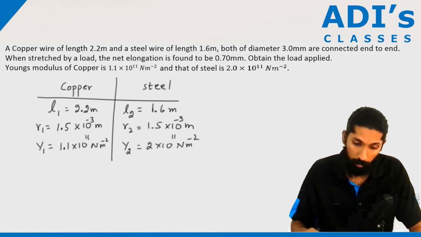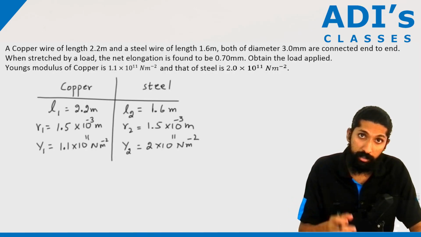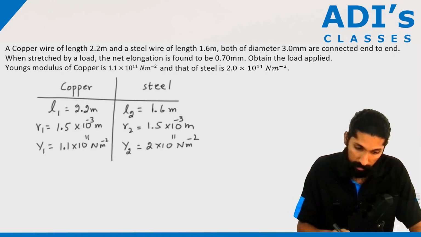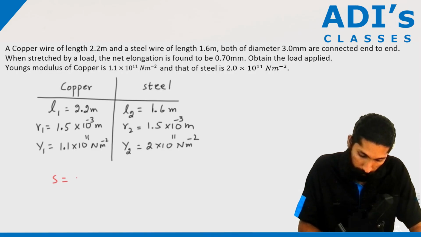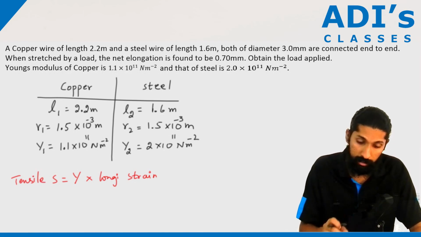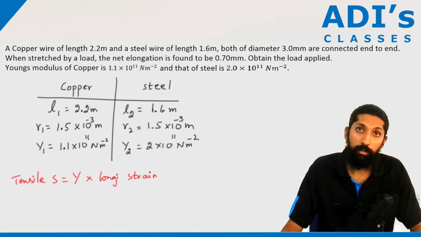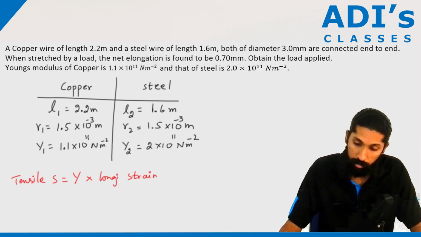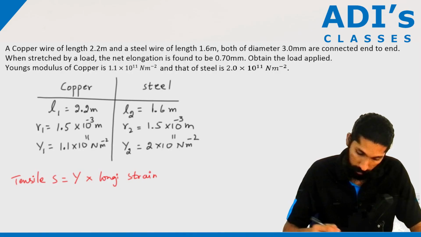Now guys, this is an important formula you'll have to take. The tensile stress S is equal to Young's modulus Y into the longitudinal strain. Now remember, this is tensile stress. Tensile stress is equal to the Y value, the Young's modulus, into the longitudinal strain.